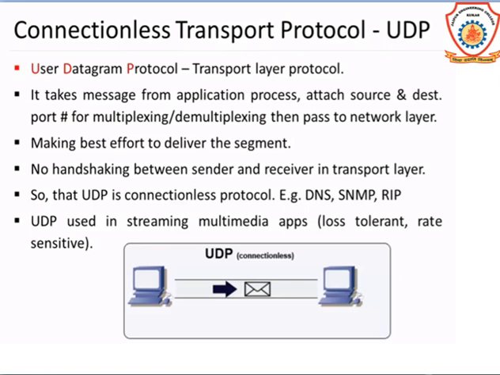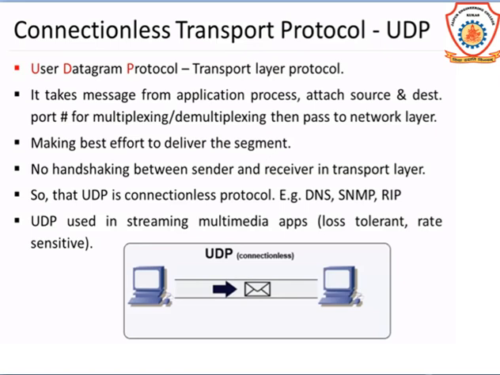Now, if the segment arrives at the receiving host, UDP uses the destination port number to deliver the segment's data to the correct application process. Here we note that UDP uses no handshaking procedure between the sending and receiving transport layer entities before sending a segment. For this reason, UDP is said to be connectionless.